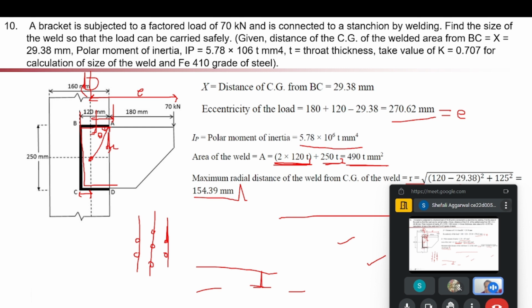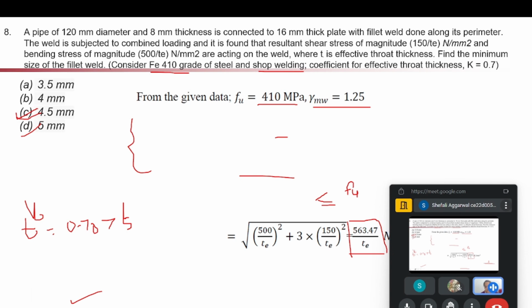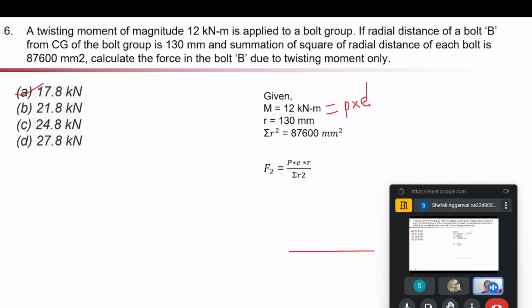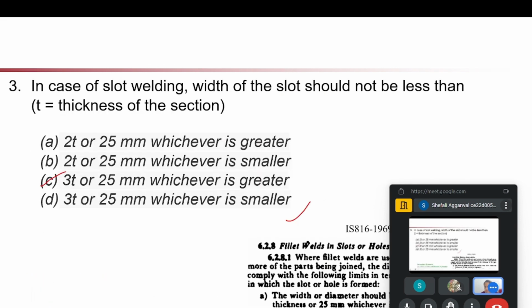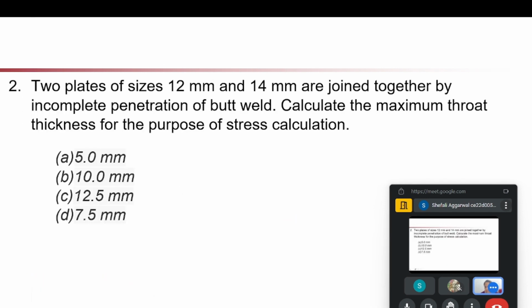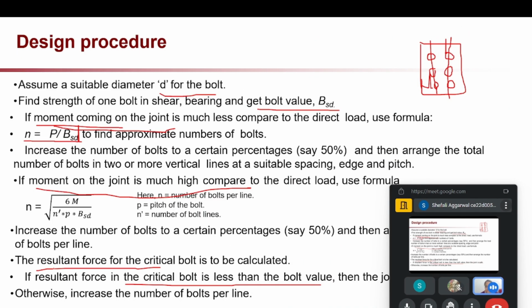Why we are considering bolt values is because our code provision is saying that our strength value should be less than bolt value. Here we are saying the resultant force should be less than bolt value. So that's why I think we are considering bolt value. Then bolt value. Okay.